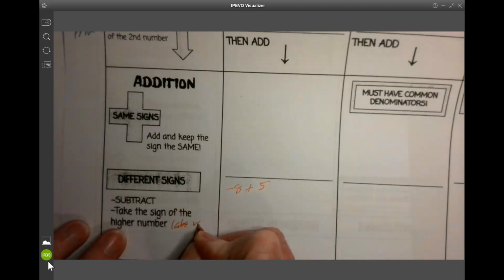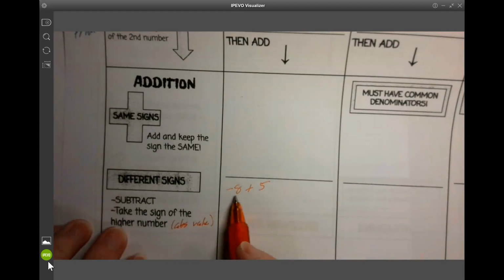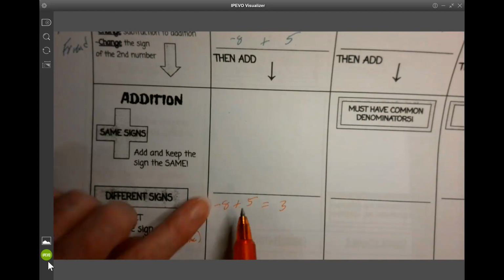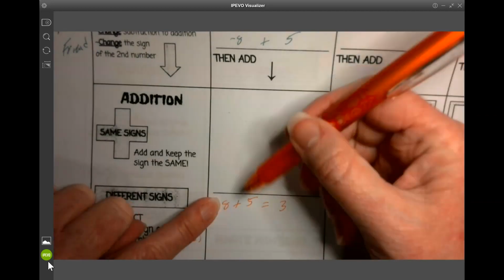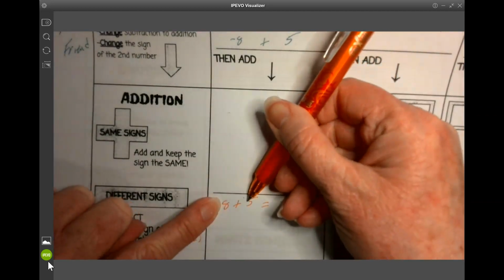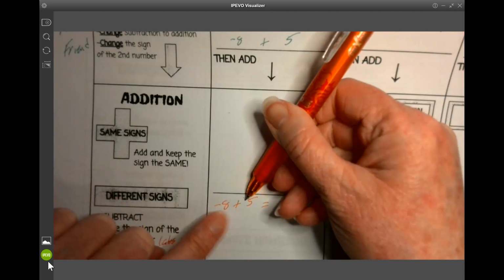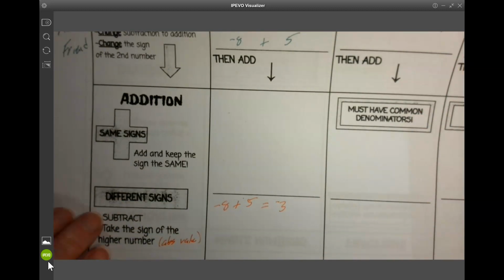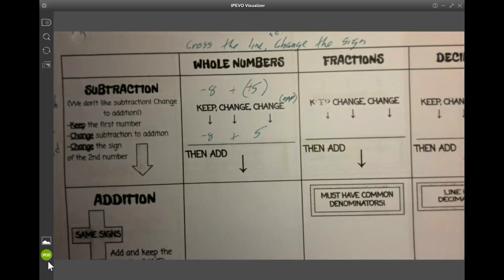Absolute value. Okay, so I'm going to subtract. 8 minus 5 is 3. And then which one is bigger? So this is where I cover up the signs and I say which one's bigger, 8 or 5? Well, 8's bigger, so I'm going to take the sign of the 8. It's going to be negative. Okay, so see how it's kind of a little flow chart is what you do.